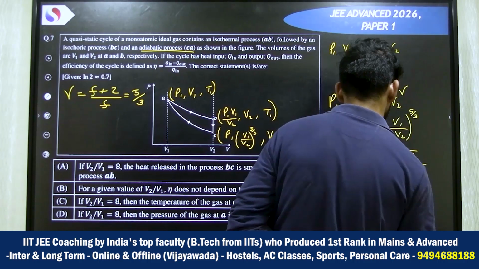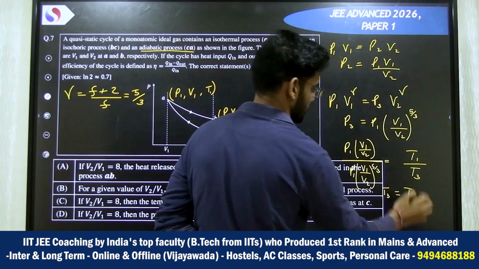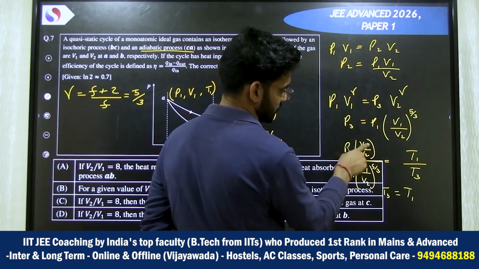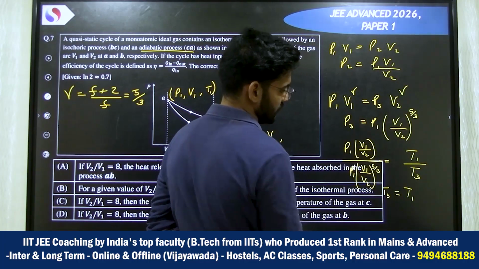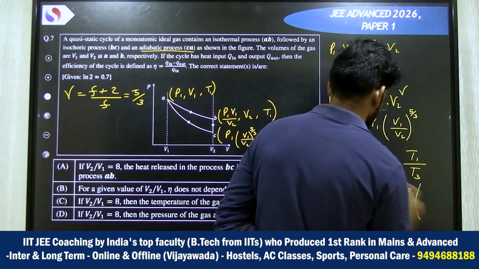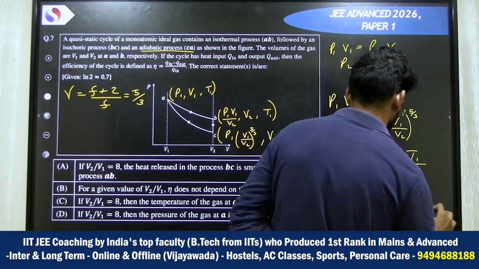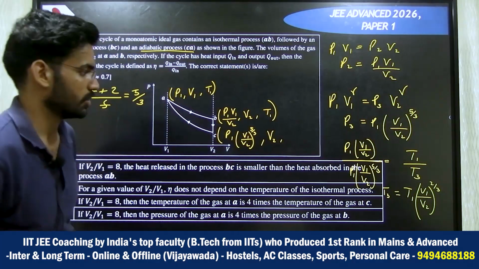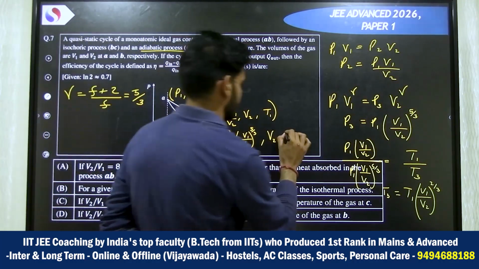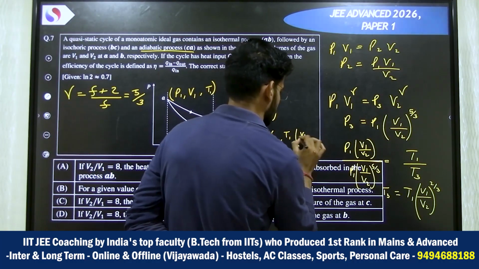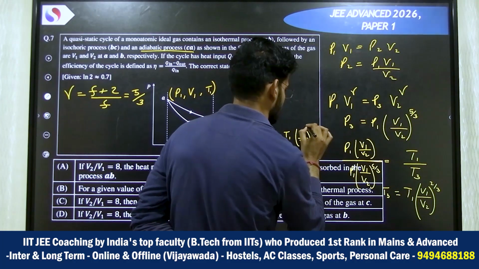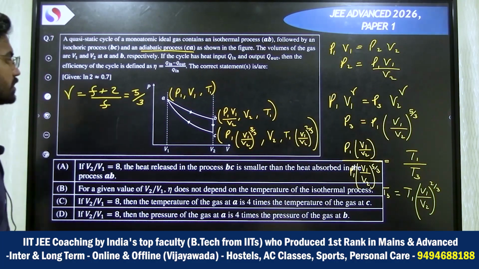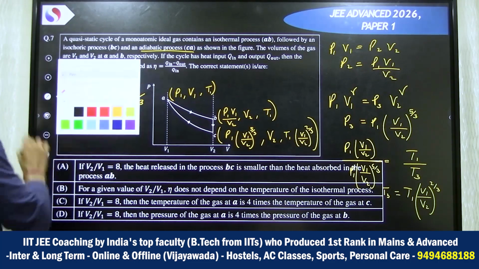So T3 comes here, T1 this side, and this P1 cancels out. This is power 1, this is 5 by 3. So 5 by 3 minus 1 is 2 by 3, correct? So this as it is, multiplied this side: V1 by V2 to the power 2 by 3. I hope that is clear. So that's the temperature: T1 into V1 by V2 to the power 2 by 3. Now go to options.